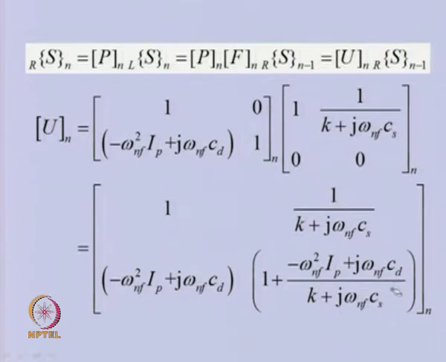So, you can see this is complex, but still the size is 2 by 2. Once we have obtained the transfer matrix which relates the state vector from the right of the n minus 1 disk to the state vector in the right of the nth disk, then whatever analysis we did for the undamped case is valid here.